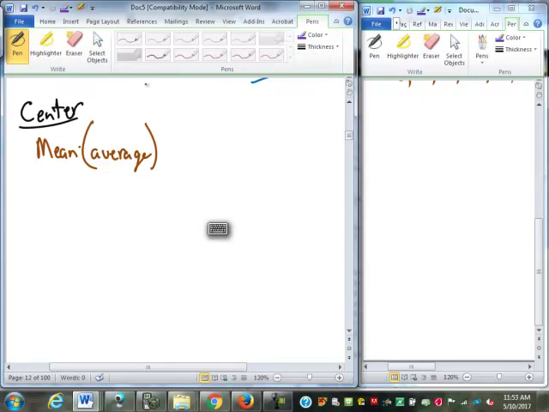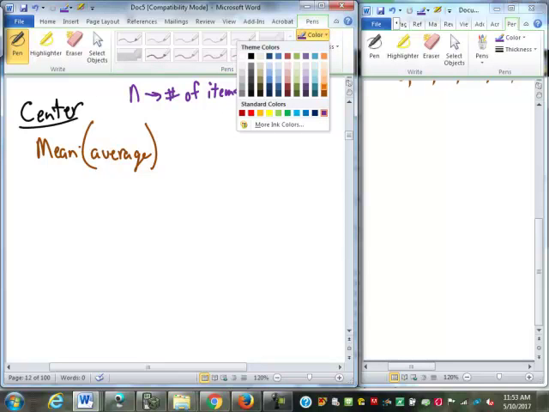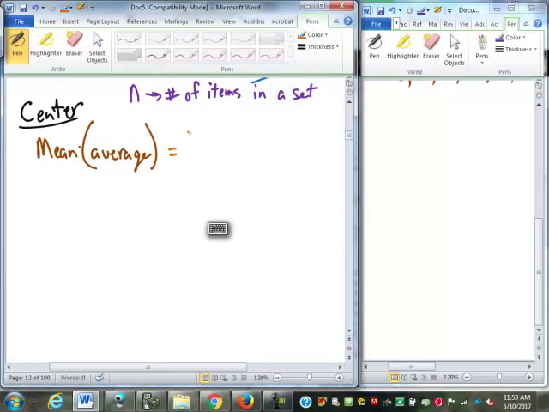So what we're going to do is define something called n here. n is the number of items or numbers in a set. So the definition here for the mean is you add up all the numbers. The notation there, that symbol, means sum of x_i, which just means each of the individual numbers. Then you're going to divide by n. You're going to divide by how many are there.